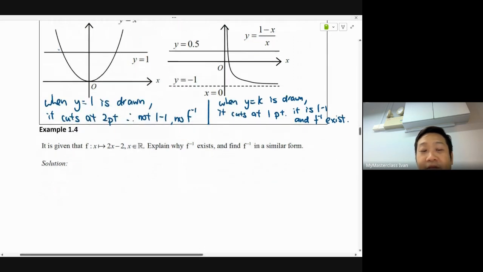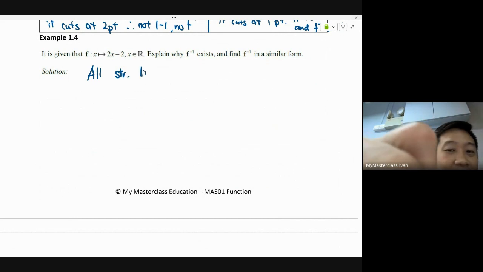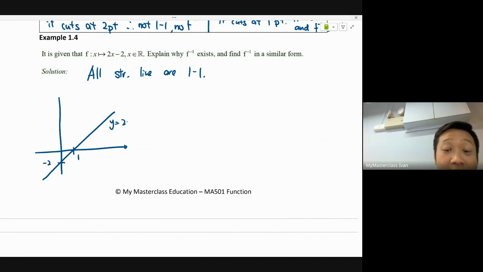Sometimes it's very obvious that it is a 1-1 function. All straight lines are 1-1. Write down: all straight lines are 1-1. For 2x minus 2, the graph goes this way. This is -2, this is 1. You must reach this level whereby you draw the graph, you already know the intercepts. Very easy one: -2 is the y-intercept. When y equals to 0, 2x minus 2 equals 0, x equals to 1. So y and x. All straight lines are 1-1.